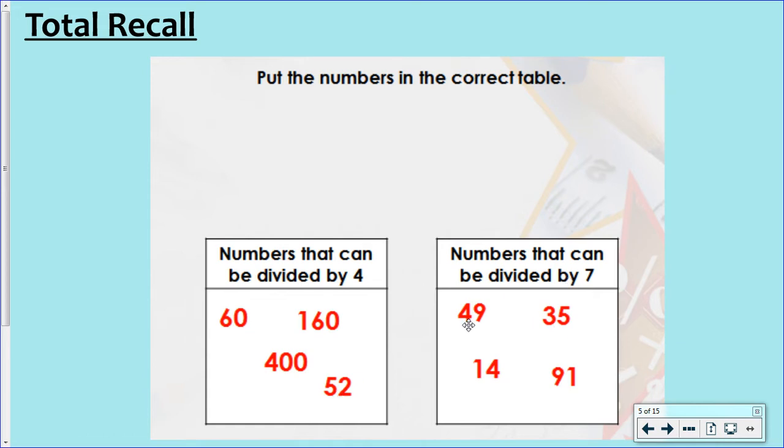And then 7, so 49 can be divided by 7, 35, 14, and also 91 if you can continue to count up into your 7s, you'll realise that that does appear in the 7s as well. So well done if you got all of those correct. If you've done them in the book, give them a tick, give them a correction if they're slightly wrong as well.